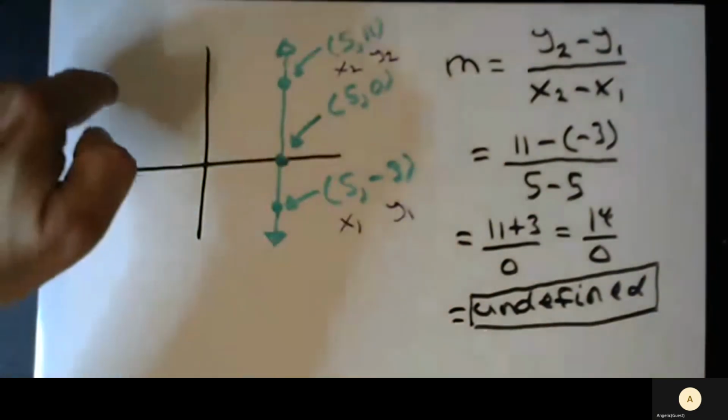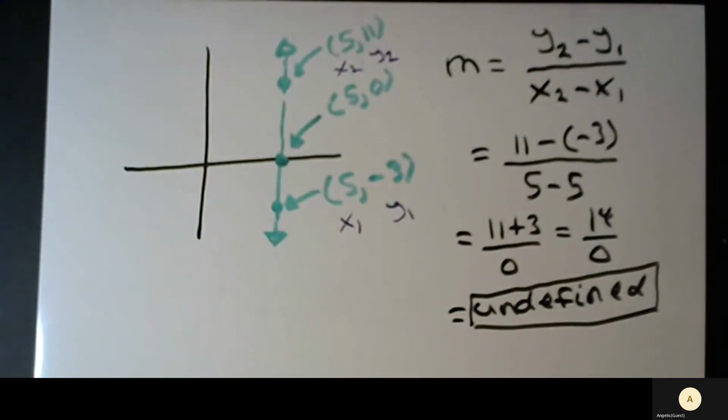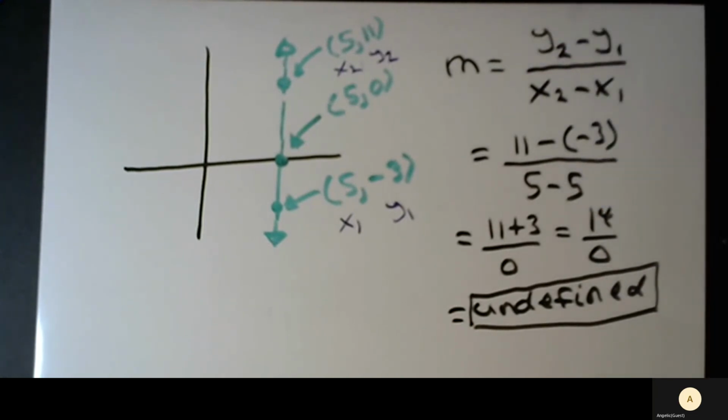If you take a horizontal line and you take 2 points off of a horizontal line and compute the slope, you actually get a slope of 0 because the y-coordinates will be the same for horizontal lines. But for vertical lines, you're going to get a division by 0, and that's undefined. So I hope that helps. Other questions?